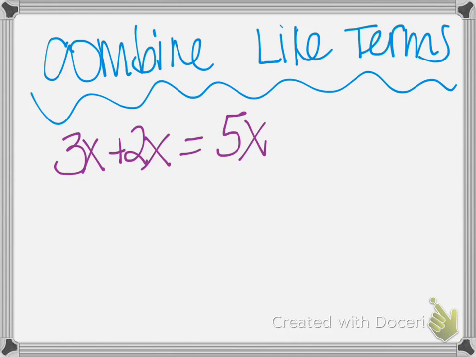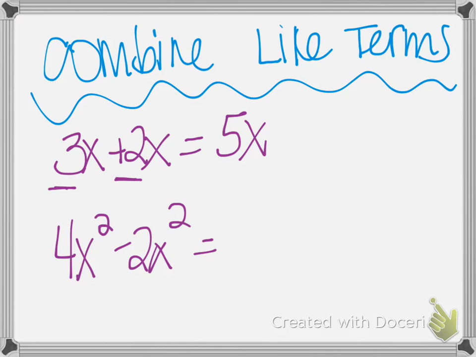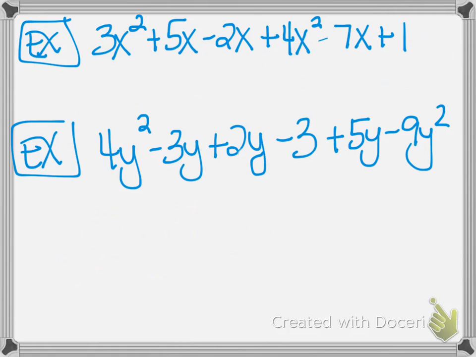All you're doing, because we're adding them, is you're looking at the coefficients of the like terms and putting them together. So if I had 4x squared take away 2x squareds, we'd end up with 2x squareds left over. Okay, so really it's just integer addition and subtraction. The only thing is that you have to make sure it's the same piece that you're adding together. So let's go ahead and take a look at a few examples.